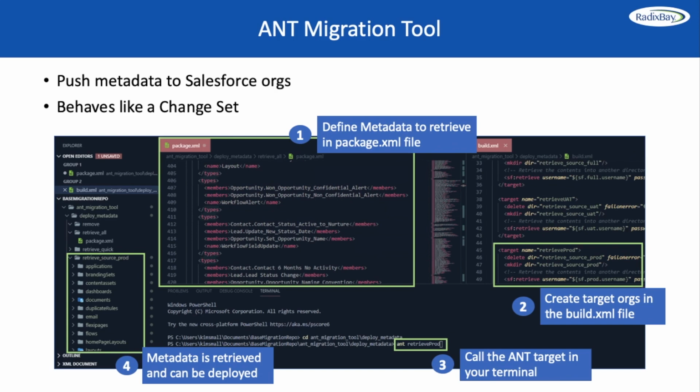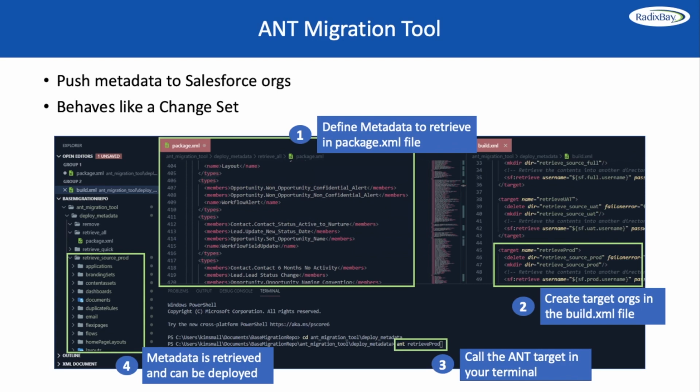Normally you would use change sets to deploy configurations, but you can use the ANT migration tool to retrieve and deploy your Salesforce configurations. The ANT migration tool allows you to move configurations to or from any Salesforce org. They don't even have to be related orgs.